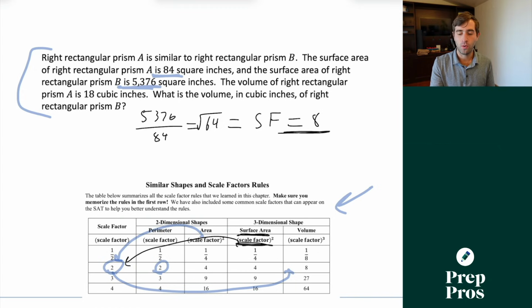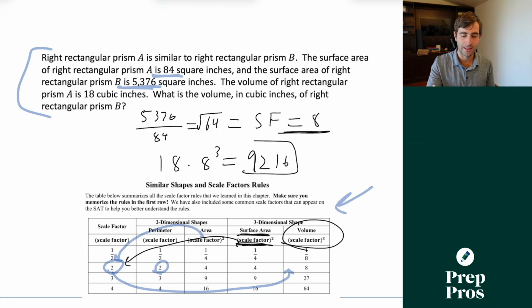Well now, if we're looking for our volume multiple, we are going to have to cube the scale factor. So we can find our final answer by simply doing 18 times that 8 cubed, and that will give us our correct answer of 9,216. With these, if you memorize these rules that I've popped in from our book, you should be able to solve these pretty easily.